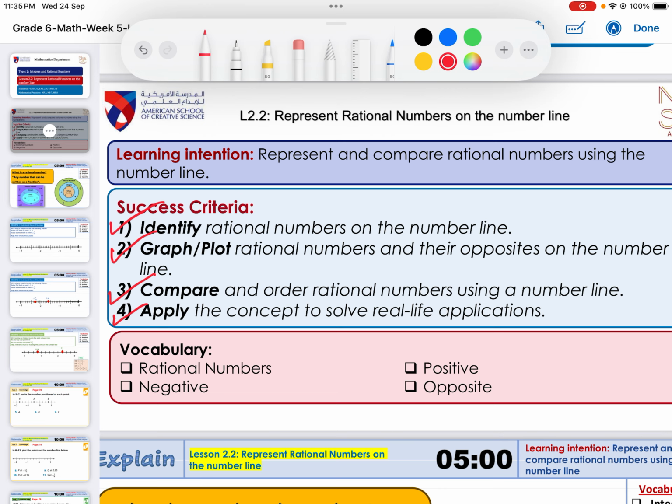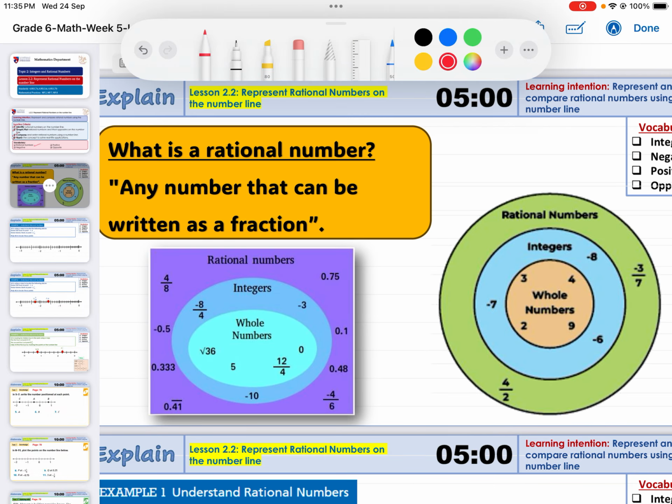Now, vocab words are really important. You should be familiar with the vocab words as they come as multiple choice, fill in the blank, or true or false questions. You need to know the definition of rational numbers, the meaning of negative and positive, the meaning of an opposite, and so on. So let's start with the definition of rational numbers.